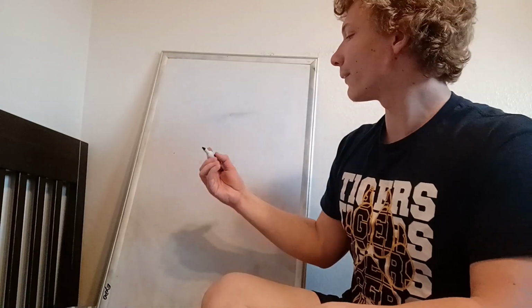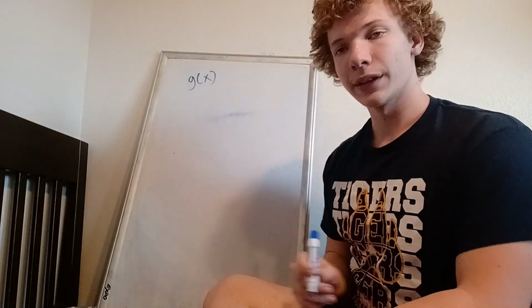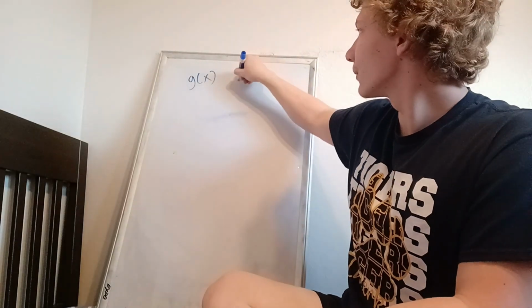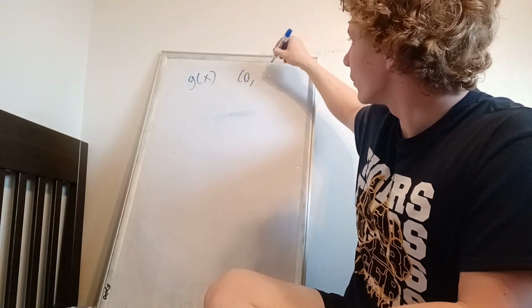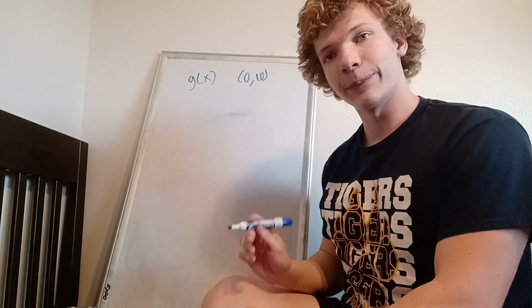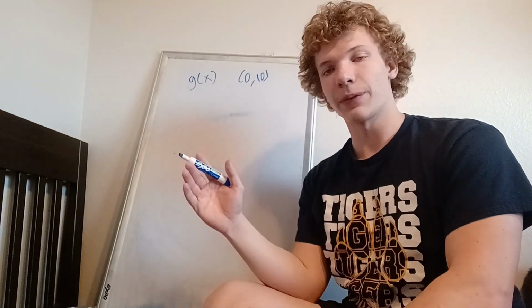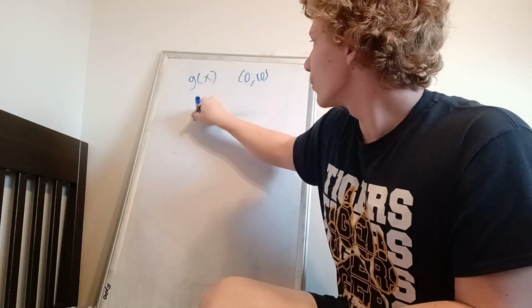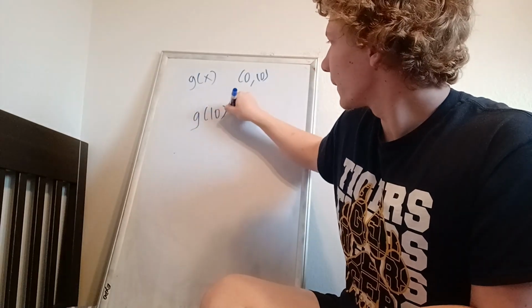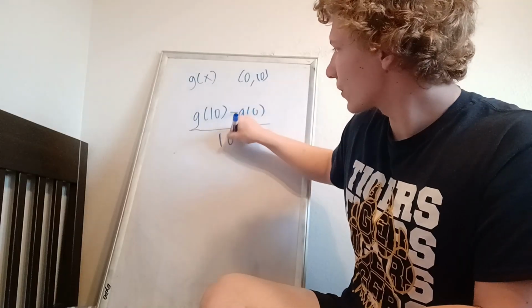Let's say we have a new function, g of x. All right, let's say we have an interval. We'll say 0 to 10. That's our interval. Then, if we take the average rate of change of the function, that would be g of 10 minus g of 0 over 10 minus 0, which is just 10.